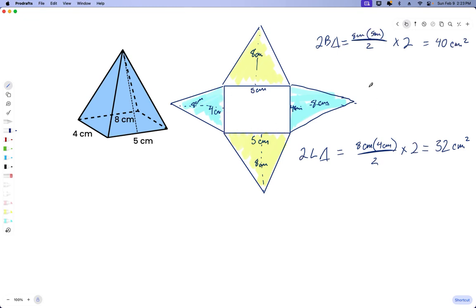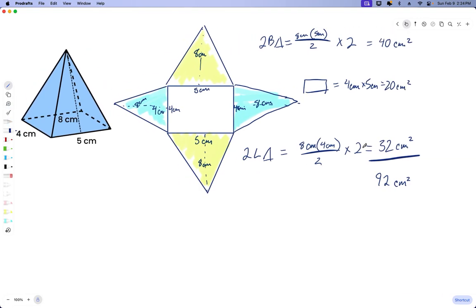All that leaves is the rectangle in the bottom, in the base of the pyramid. And that is 4 centimeters by 5 centimeters. So 4 centimeters times 5 centimeters equals 20 centimeters square. Now what we do is add all of these 3 dimensions up. 40 and 20 is 60, plus 32 is 92 centimeters square. That's your answer. That's what we're looking for. So this is the answer you want for that problem.